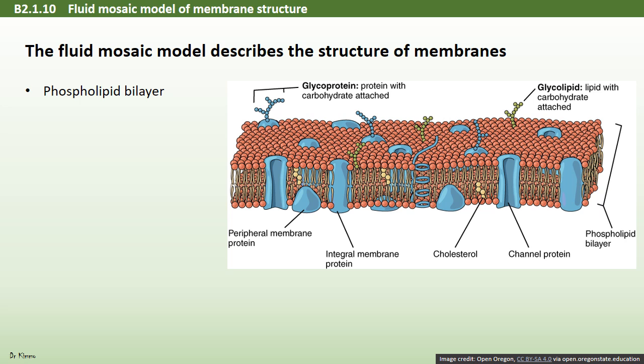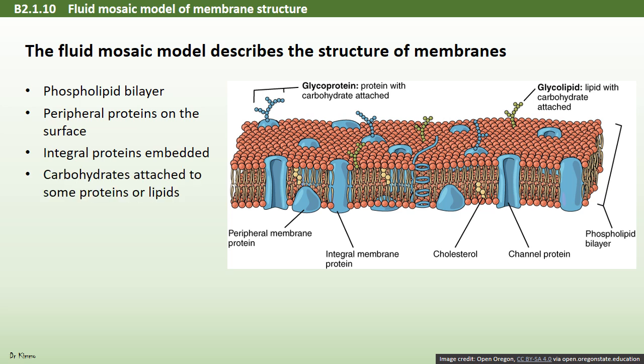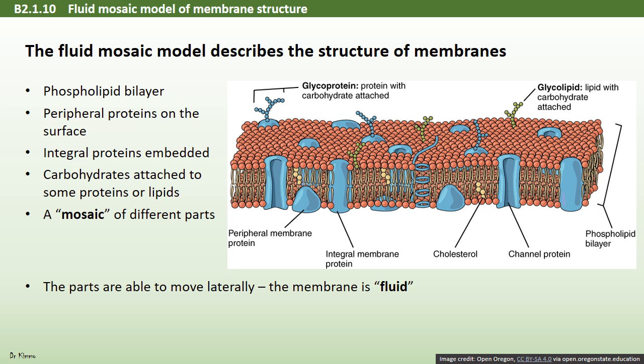Now let's consider the fluid mosaic model of membrane structure. Membranes consist of a phospholipid bilayer with a lot of different proteins and other molecules. Peripheral proteins are on the surface and integral proteins are embedded in the bilayer. Carbohydrates are attached to some proteins or lipids, and all these molecules together form a mosaic of different parts. The parts are able to move laterally, so the membrane is fluid. This fluidity can be regulated by the cell. For example, cholesterol increases fluidity. So that's the fluid mosaic model.